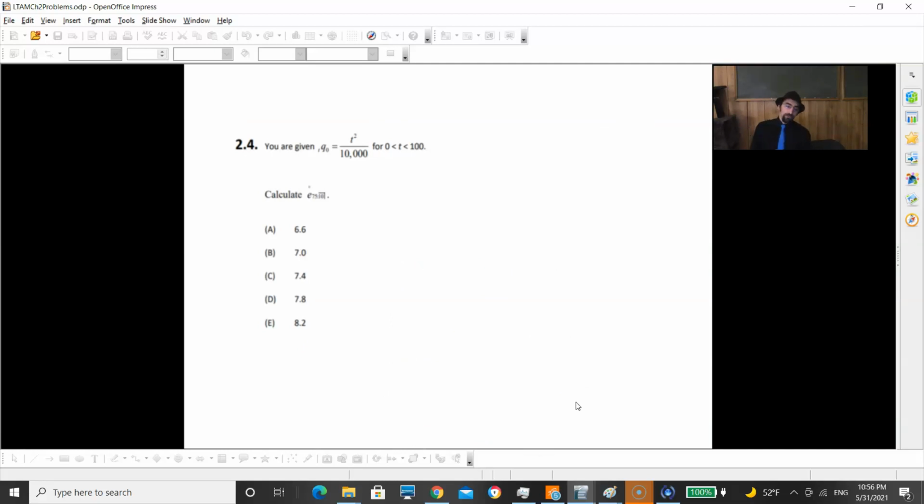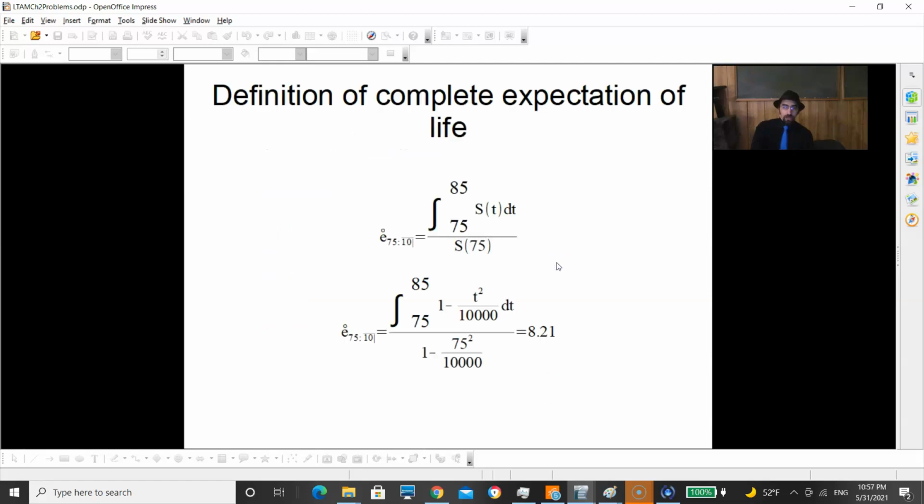Problem 2.4. You're given the probability that a newborn dies within t years is t squared over 10,000 for t between 0 and 100. Calculate the complete expectation of life of 75 colon angle 10. So, what we can say is, since the colon angle 10 means we're only concerned with 10 years from now, we can take the integral from age 75 to age 85 of s of t dt over s75.